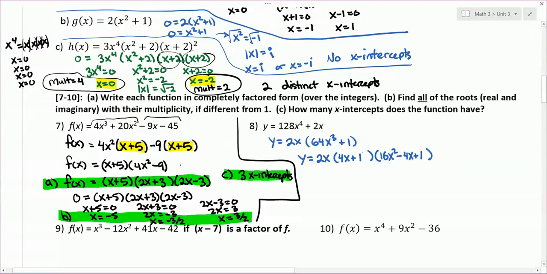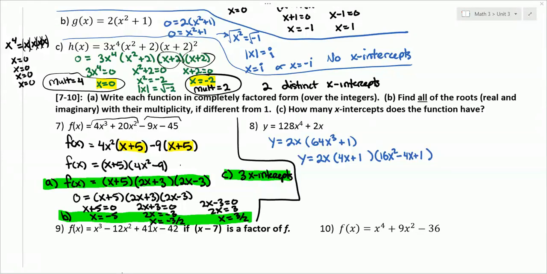You check 4x times 16x squared, 4x times negative 4x, 4x times 1, and then 1 times 16x squared, 1 times negative 4x, and 1 times 1. And simplify that, and it should all simplify to what you started with.